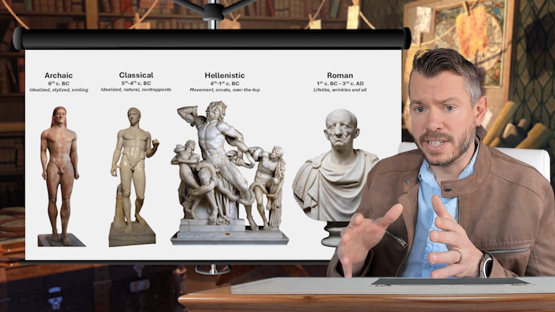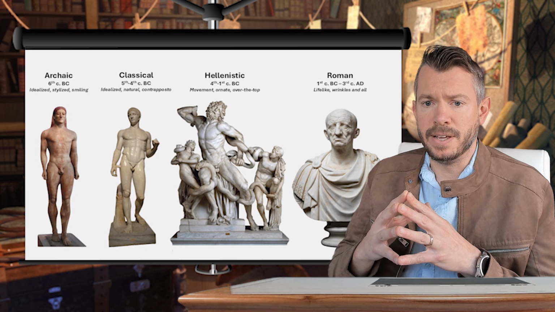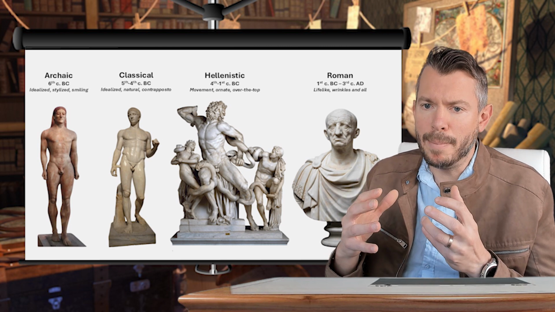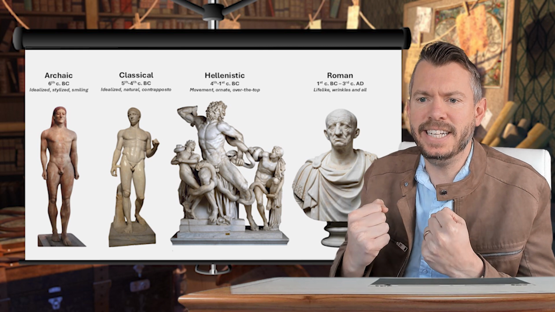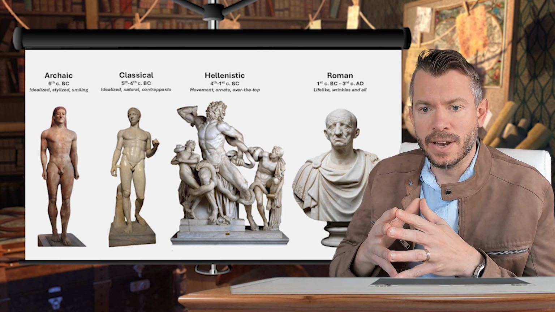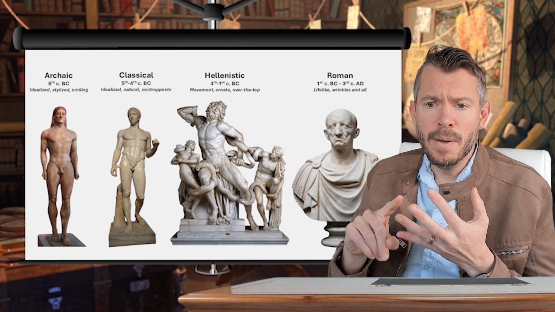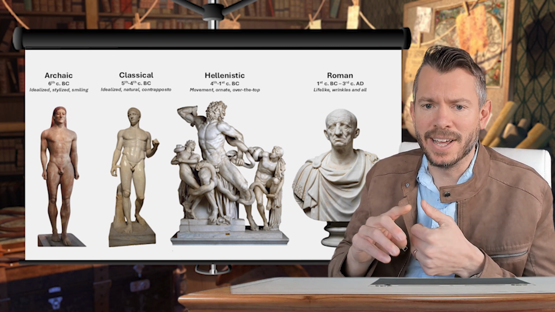Next up, the Hellenistic period, from the end of the 4th century through the end of the 1st century BC. This was all about drama, twisting motion, deep emotion, and highly detailed drapery. And then finally, we hit the Roman period, with realistic wrinkles, military poses, togas, power, and propaganda.